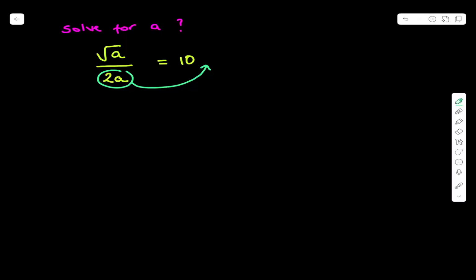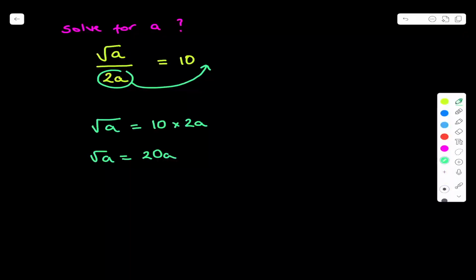So let's do that. On the left-hand side, you're just left with root a, and your right-hand side will now become 10 multiplied by 2a. And 10 multiplied by 2a is 20a. So we've got root a equals 20a. Now we want to get rid of the square root. So what we're going to do is square both sides.